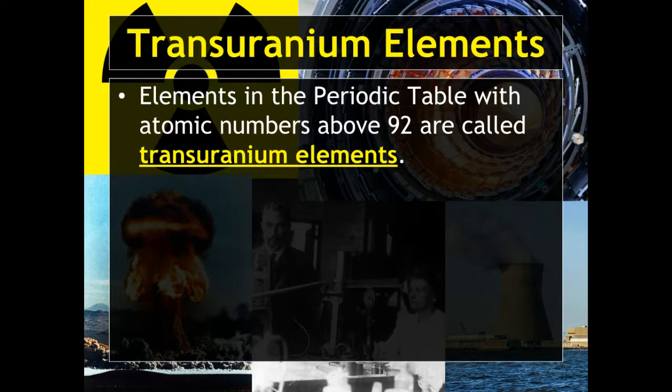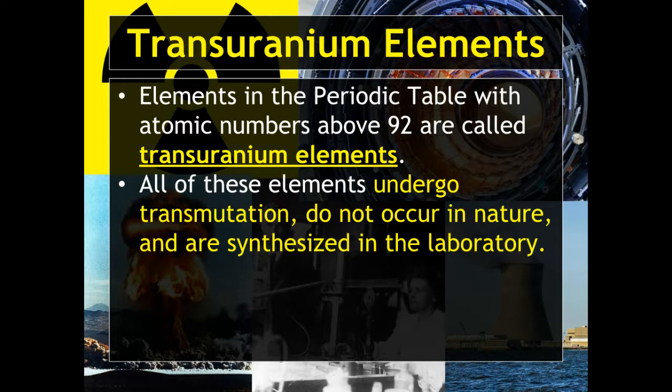Elements in the periodic table with atomic numbers above 92 are called transuranium elements. Why are they called that, Mr. Miller? Well, all of these elements undergo transmutation. They do not occur in nature and are synthesized in the laboratory. So yes, mad scientists do exist. It's not just a figment of your imagination. Above 92, we are playing around in the lab, creating elements.